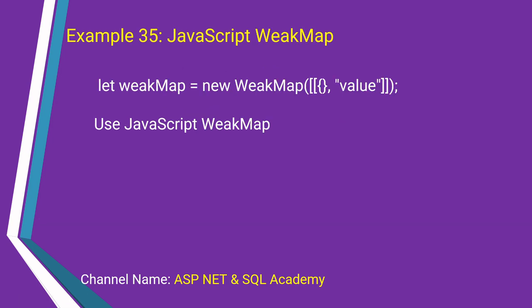Example 35. JavaScript WeakMap. WeakMap is a data structure that is similar to Map, but it allows us to store weak references to objects. We can use the WeakMap constructor to create a new WeakMap. For example, let us create a WeakMap that stores the names and ages of people.